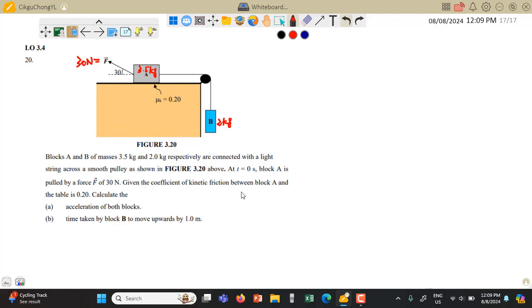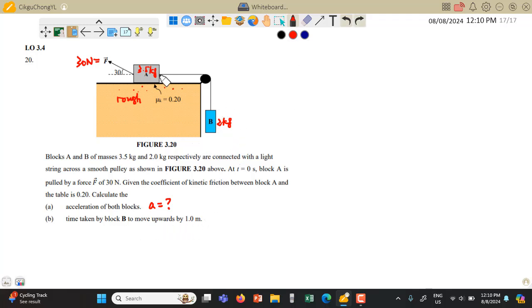Given the coefficient of kinetic friction between block A and the table is 0.2, this is telling you that this surface is rough. So we are going to have friction act on block A. Calculate the accelerations of both blocks. Both blocks are attached together by a string, so they are going to have the same accelerations. Then we are going to calculate the time taken by block B to move up by 1 meter.